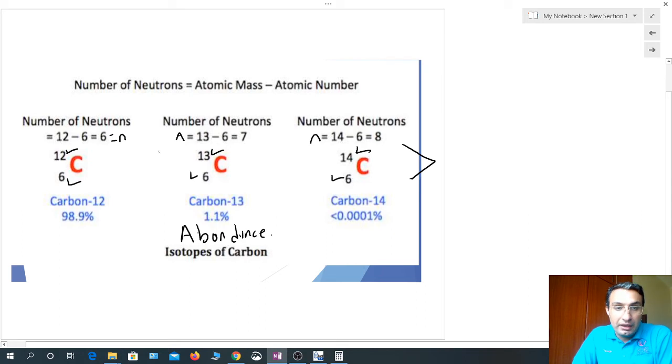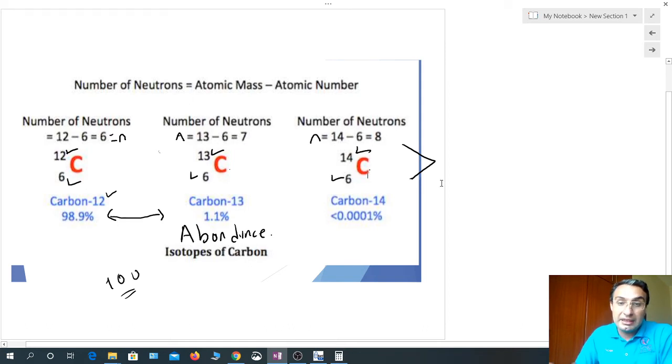Abundance means how much of this carbon atom, carbon 13, is available in the atmosphere. How much carbon 12, meaning carbon with atomic mass 12, is available in the atmosphere. Abundance means how much carbon 14, which has 14 atomic mass, is available in the atmosphere. When we compare, my dears, carbon with 12 atomic mass is almost 99%. If there are 100 molecules, 99 molecules are carbon 12, just one molecule is carbon 13, and almost 0 molecules are carbon 14.